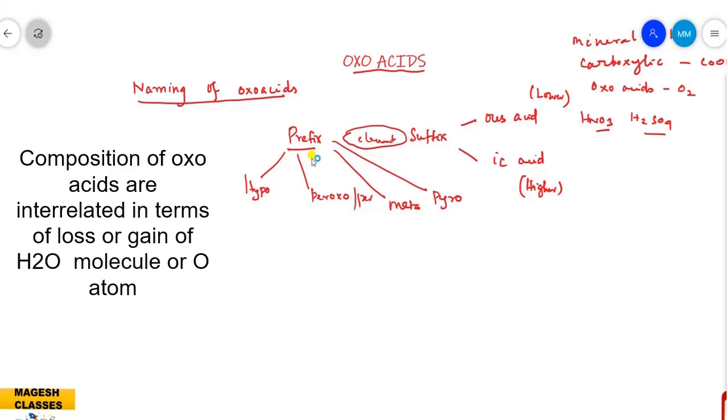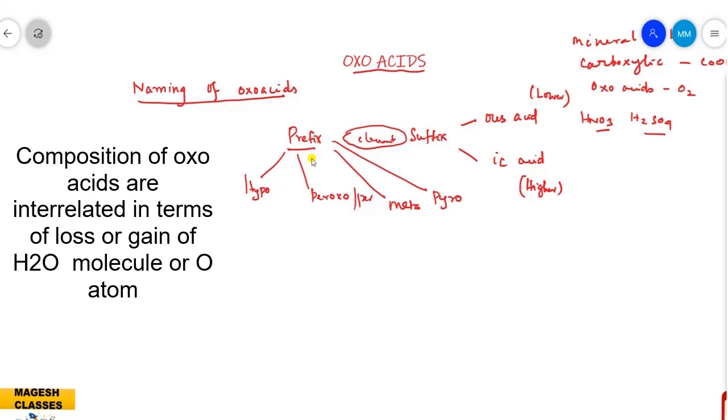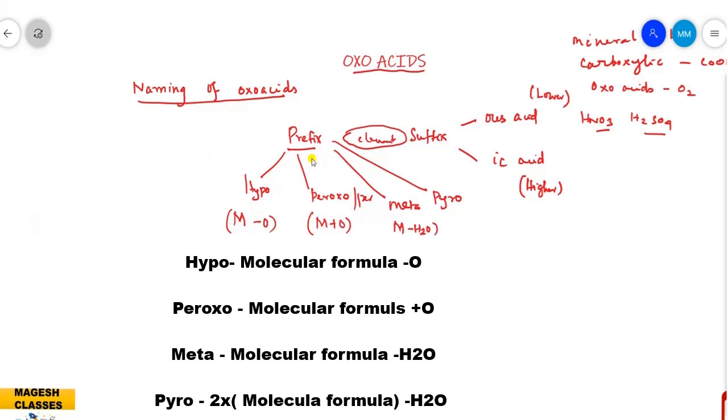When the hypo prefix is added, it is one molecule of the main acid minus oxygen. I will discuss this clearly. In the case of peroxo, it is one molecule of the acid plus one oxygen. Meta is one molecule of the acid minus one water molecule. And pyro is two molecules of the acid minus one H2O.